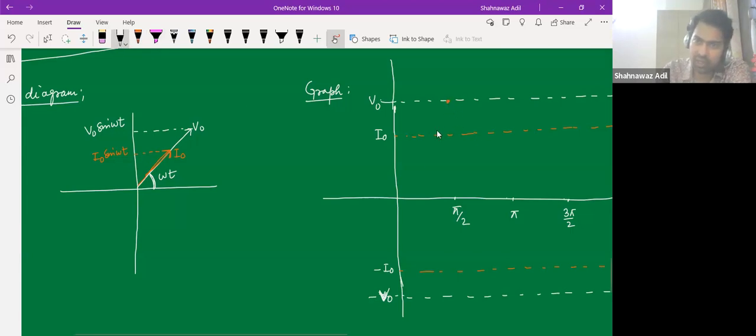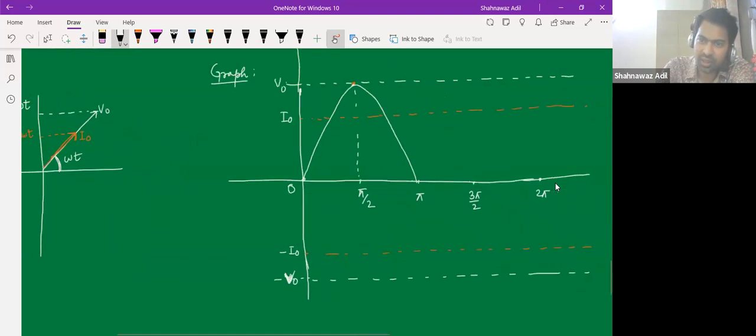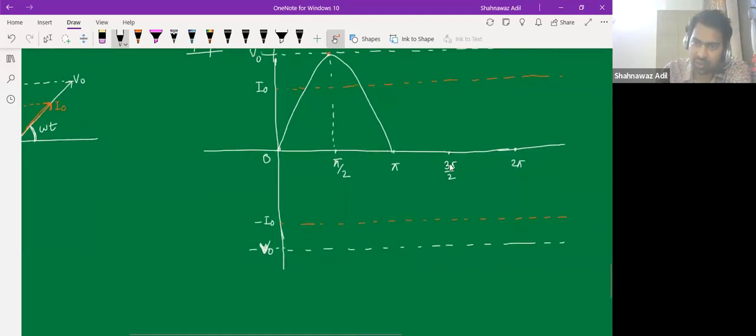And we know the graph: at 0, sine is 0. At 90, sine would be maximum, right? And at pi, this is 0. And then at 3 pi by 2, it goes again to the minimum.